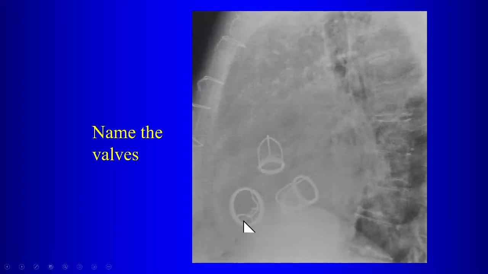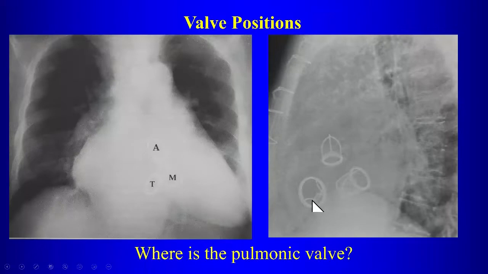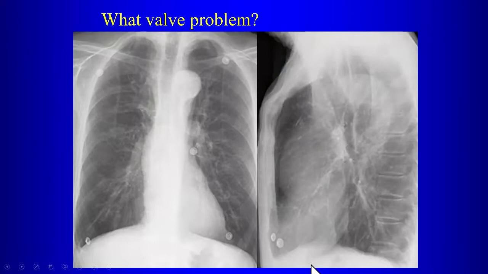The tricuspid valve is the most inferior valve, and so the pulmonic valve would be where? Superior and anterior, right. So that would be up there. So those are the valve positions. A little bit harder to tell on the frontal view to separate the aortic and the mitral valve, but the tricuspid valve is still the most inferior and the pulmonic valve is still the most superior.